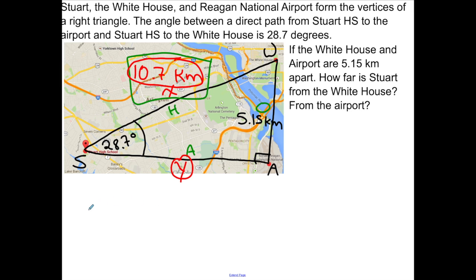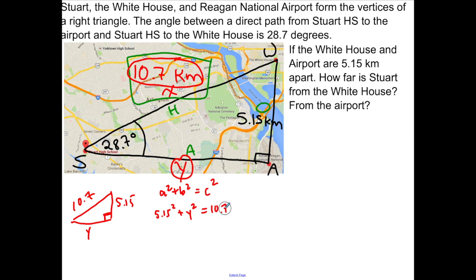We have a right triangle, so we have this right here. We've got 10.7 here, 5.15. That's our right angle. We're looking for this guy here. Oh look, we can do this: A squared plus B squared equals C squared. So we'll say 5.15 squared plus, we don't know Y, so I'll put Y squared equals 10.7 squared. Now remember, I put 10.7 as C because this is the longest side. C has to be the longest side, which is opposite of the biggest angle, our 90-degree angle.